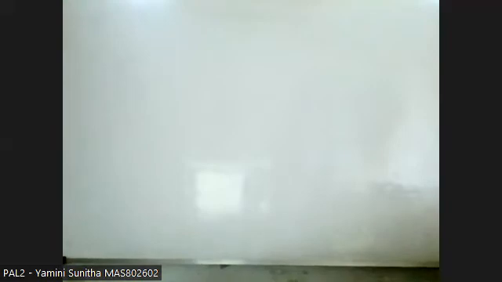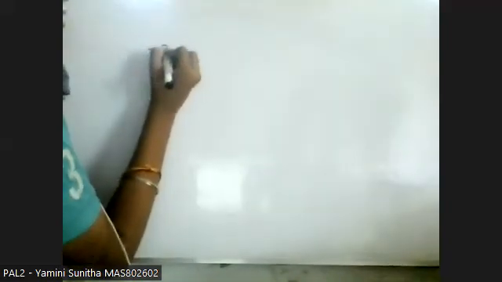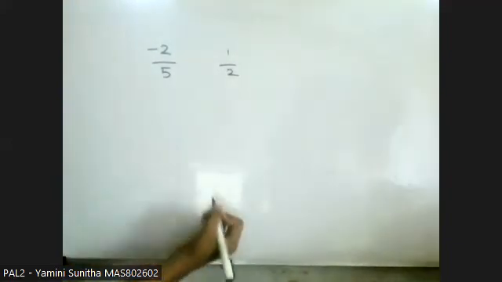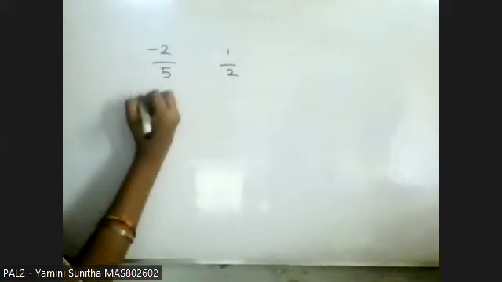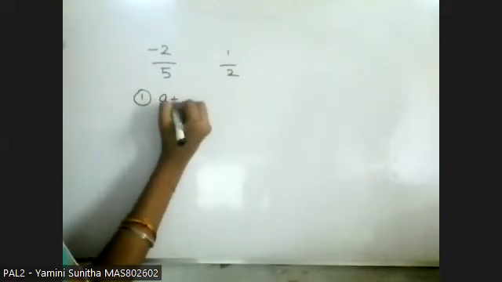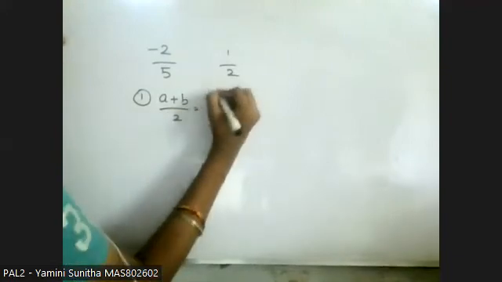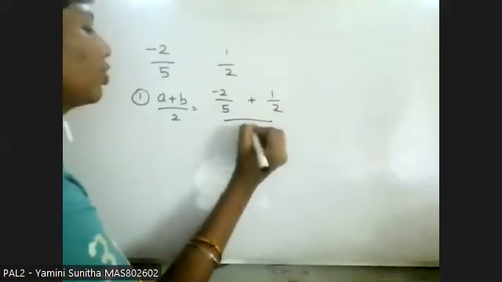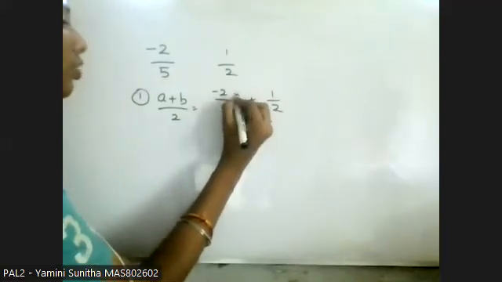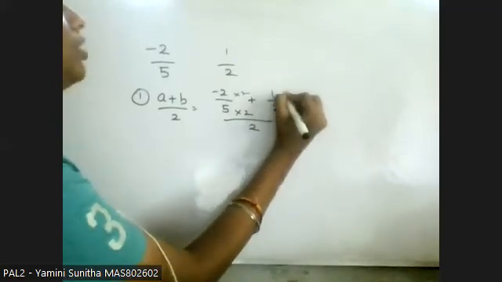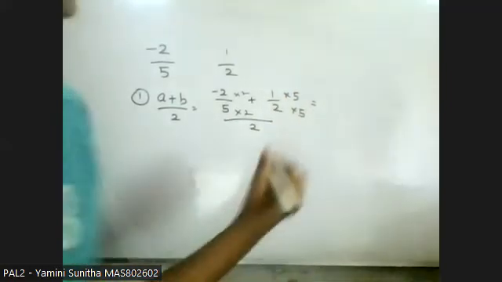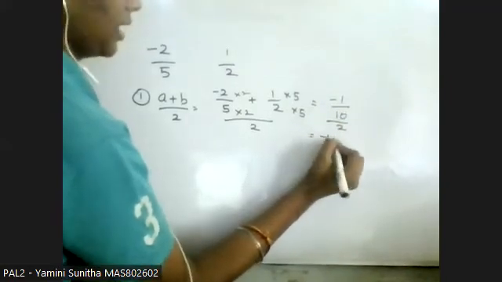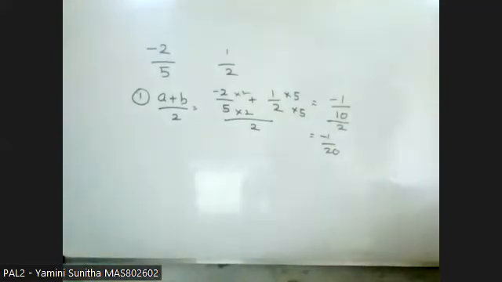Let us take four rational numbers between 2 by 5 and 1 by 2. Okay, apply the formula. First case, (a plus b) by 2: 2 by 5 plus 1 by 2, by 2. 2 into 2, 5 into 5. So, 4 plus 5, which is 9 by 10, by 2, which is 9 by 20. One rational number we found.